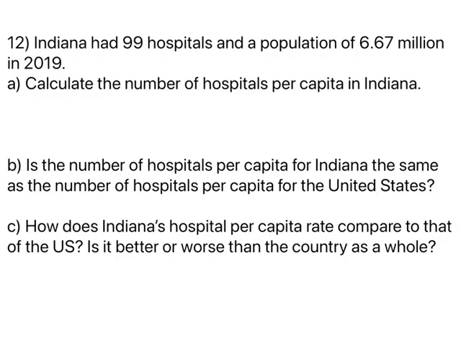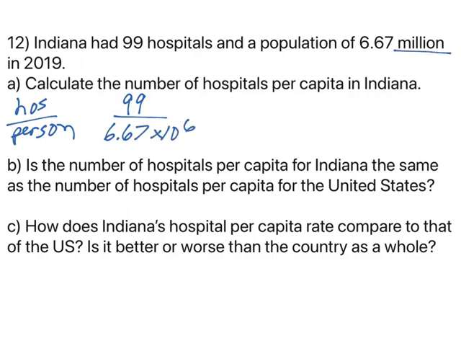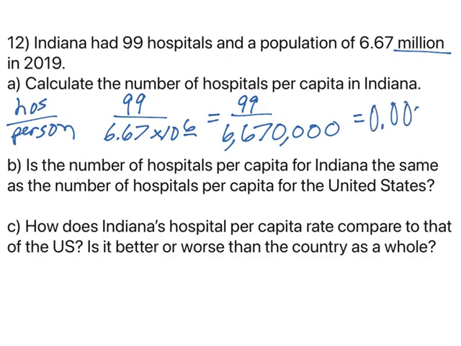All right, last but not least, let's look at Indiana. Indiana had 99 hospitals and a population of 6.67 million in 2019. Calculate the number of hospitals per capita in Indiana. So, hospitals per person. Number of hospitals, 99. Population, 6.67 million means times 10 to the 6th. If you want to put that into standard form, we're going to move our decimal 6 places. 1, 2, 3, 4, 5, 6. 6,670,000. When I divide that, I'm going to get 0.000014843, but I ran out of room.